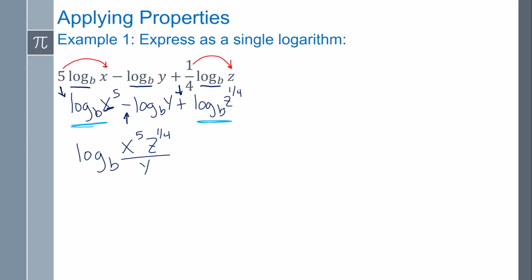The x to the 5th and the z to the 1/4 are on top, like so, and then because that was negative, that y goes on the bottom. And that's my answer. Now, sometimes we can rewrite this fractional exponent as a root, right? Because it's z to the 1/4, I can write it as the 4th root of z. But technically, both of these are going to be correct answers here. But that's all we're doing.